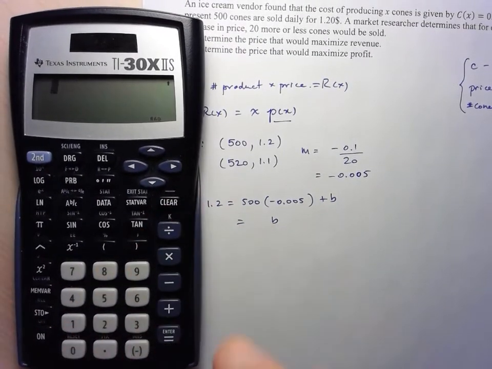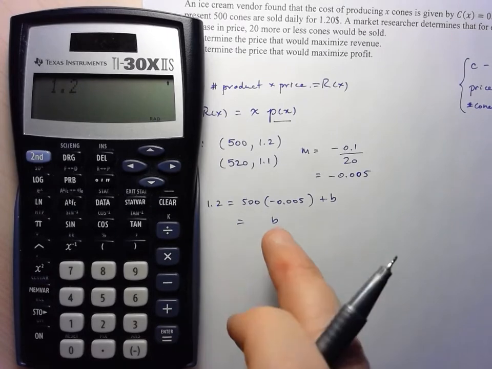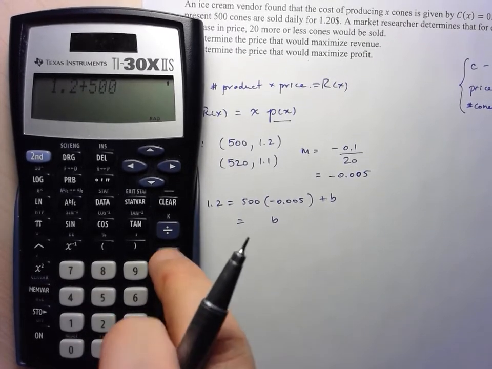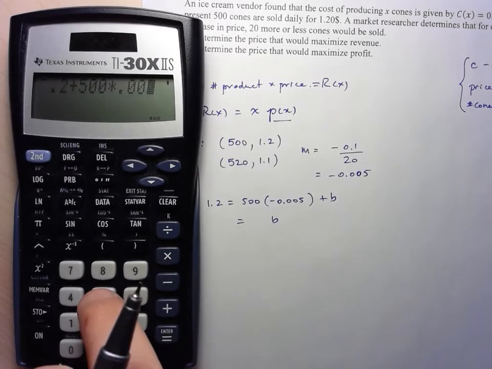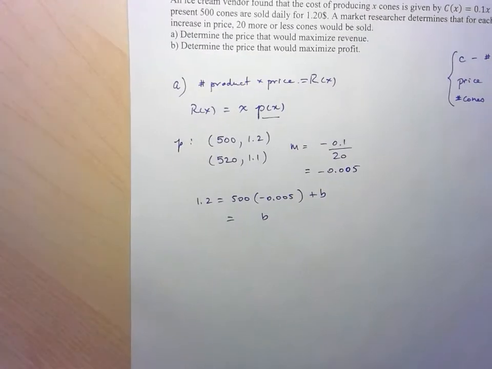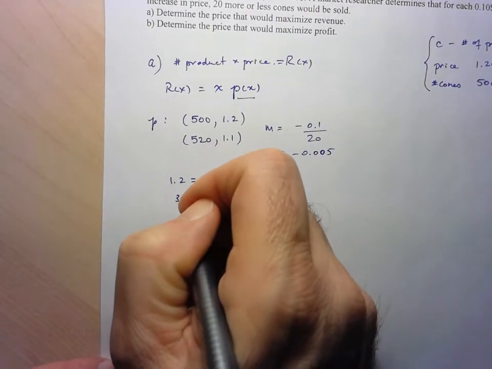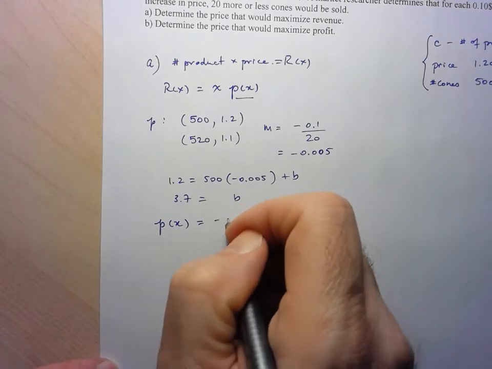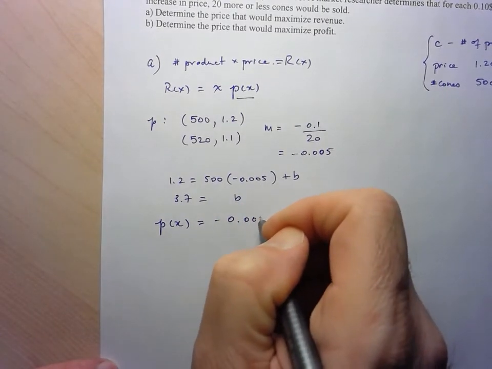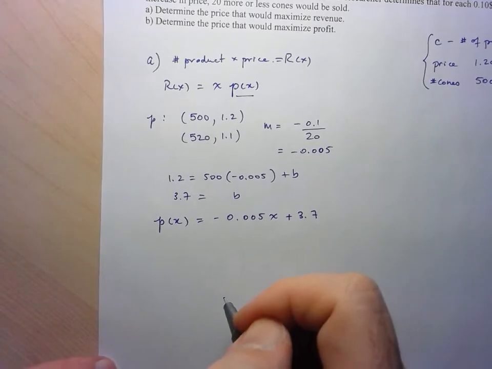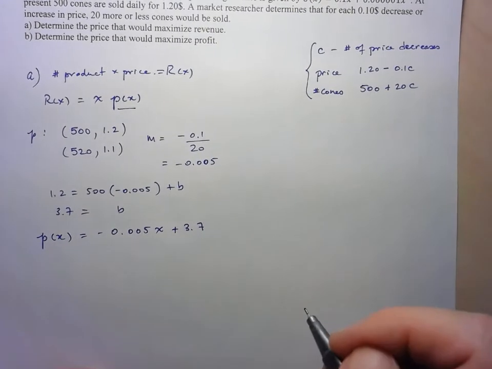We have 1.2, and to bring that negative to the other side becomes plus 500 times 0.005, and that gives me 3.7. So my demand function, or my price function, is negative 0.005x plus 3.7. Okay, and now let's take all this and put it into our revenue.